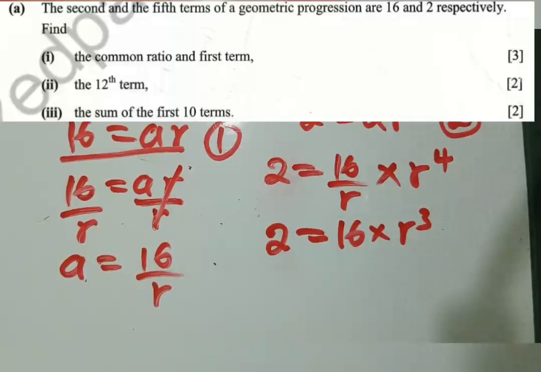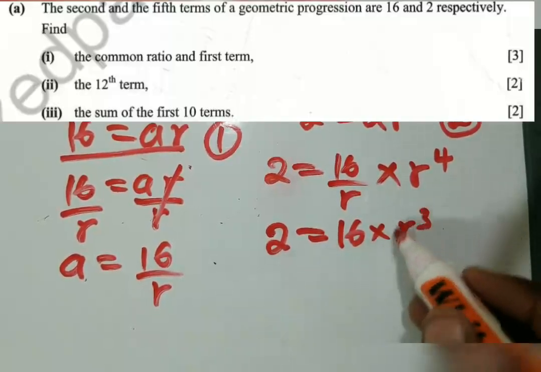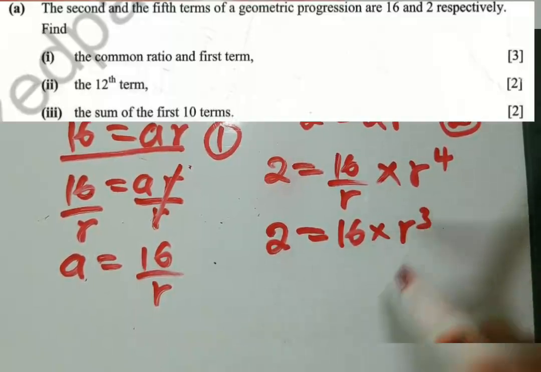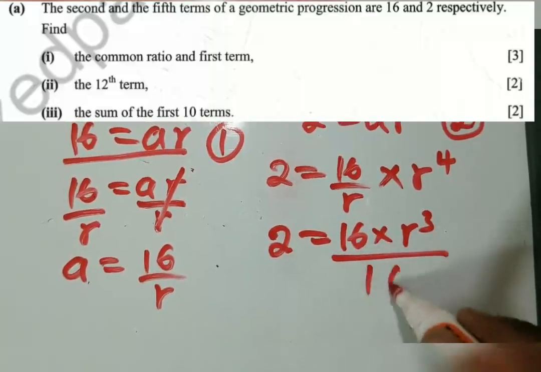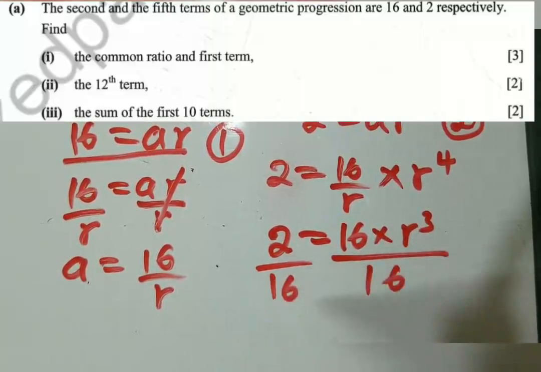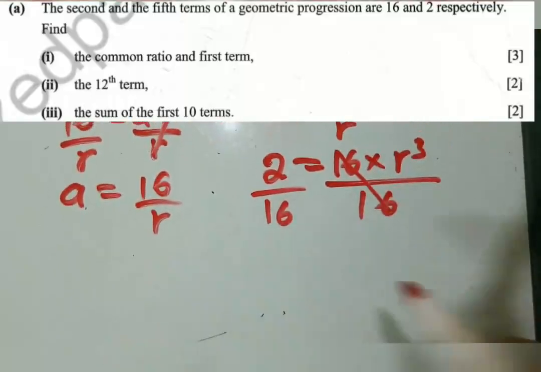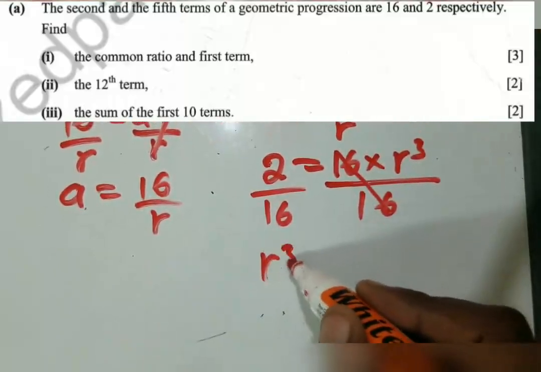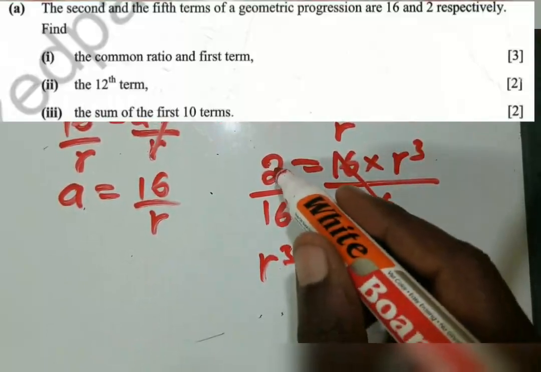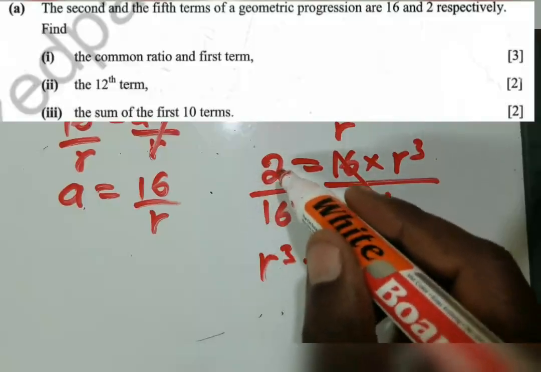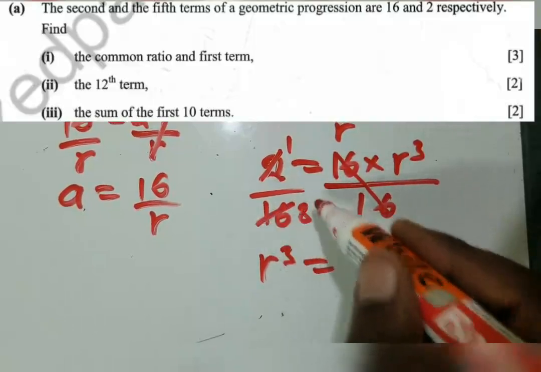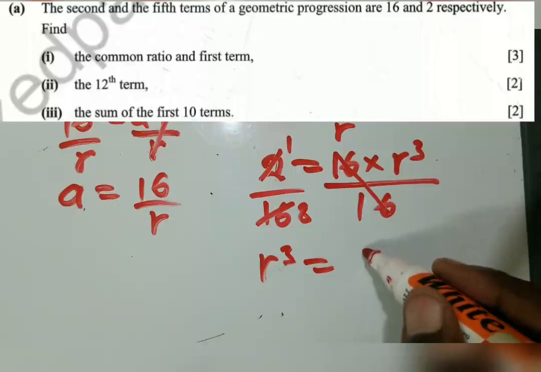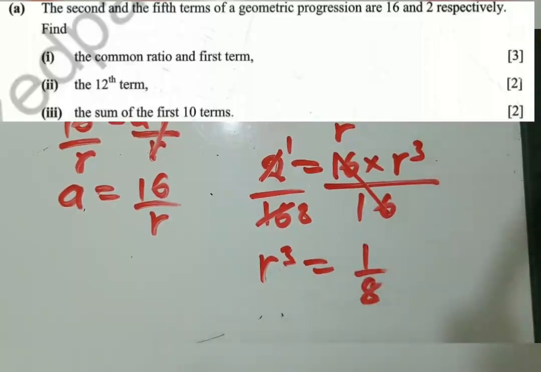So what do we do here? We are looking for R, not R to the power 3. So okay, let's make R the subject. We are going to divide both sides by 16, as simple as that. So we are going to have R to the power 3 is equal to 1. We reduce 2 into 2, it's 1. 2 into 16 is 8. So we are going to have 1 over 8. As simple as that.